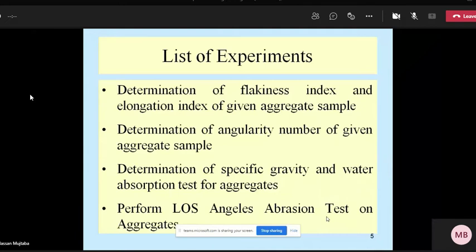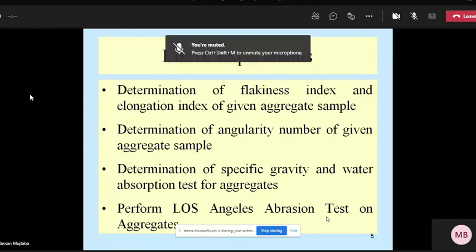So flakiness index or elongation index, these two are new names to you. Flakiness index is based on the presence of flaky particles. Now what are flaky particles? Those particles whose thickness is very small compared to the other dimensions. If I talk about the definition, flaky particles are those particles whose least dimension, the thickness, is less than 0.6 times the mean size of the aggregate. Later we will discuss how to find the mean size and how you will find out the flakiness index.